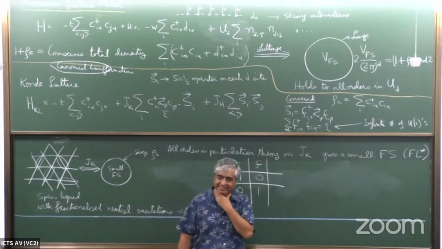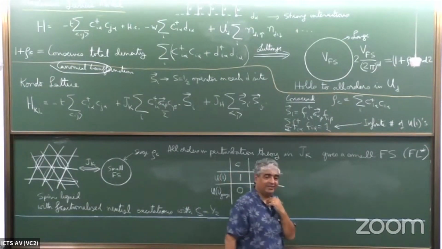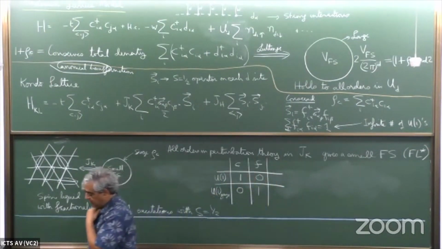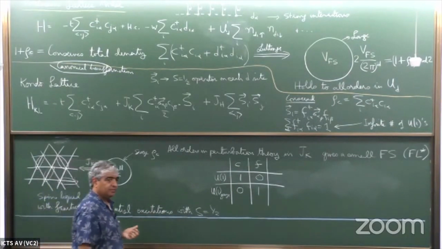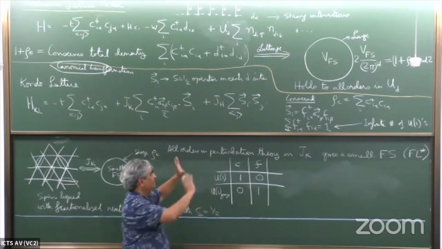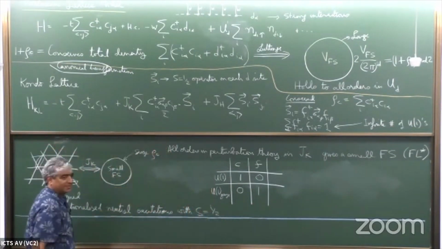Any other question? One more question. Yeah, go ahead. So if I add interactions between the C electrons also, you mentioned the interaction is weak. Then still the Luttinger relation is valid? Absolutely. You can add all kinds of terms.